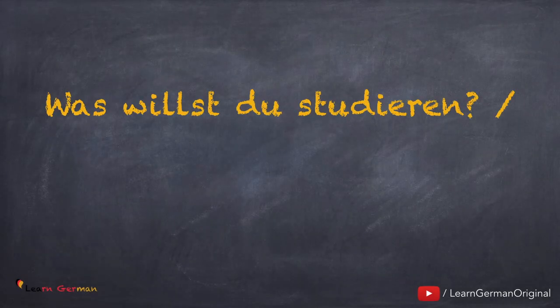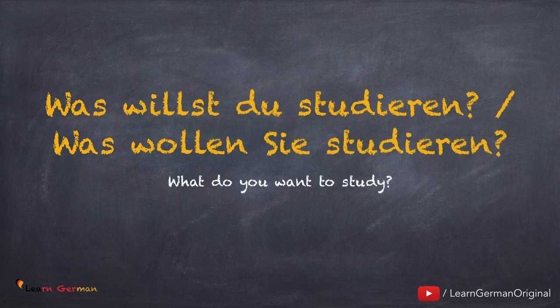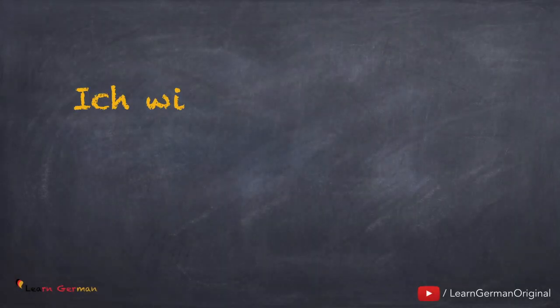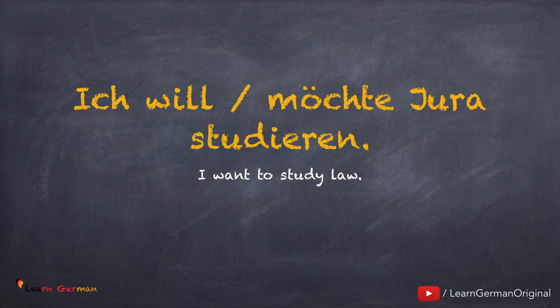In case you want to study something later, the question will be, Was willst du studieren? And for formal situations, Was wollen Sie studieren? Here's a possible answer. Ich will Jura studieren. Oder Ich möchte Jura studieren.